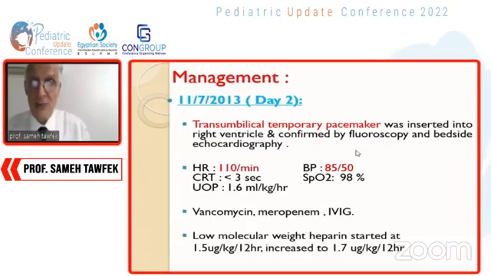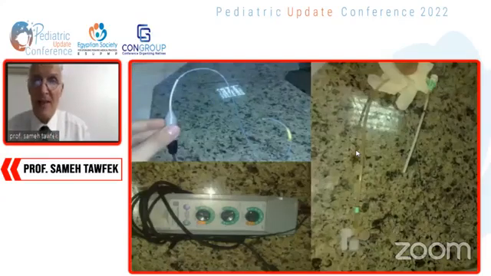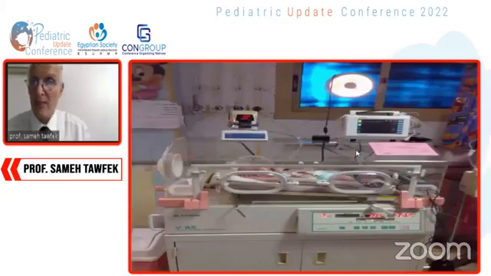Actually, we weren't sure of the diagnosis. We put him on antibiotics and IVIG. And we started low molecular weight heparin at 1.5 unit per kg every 12 hours, increased to 1.7 unit per kg every 12 hours as well. And this is a temporary pacemaker. And this is the baby when he was in the incubator in our NICU. This was 2013, 10 years ago.